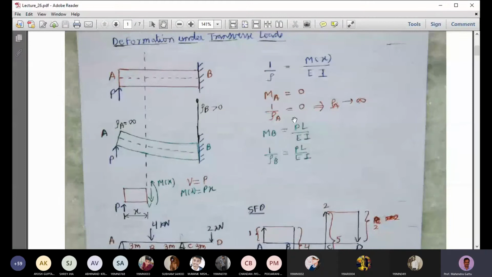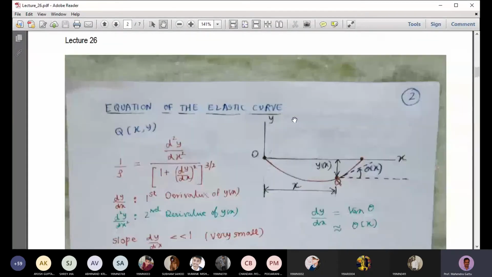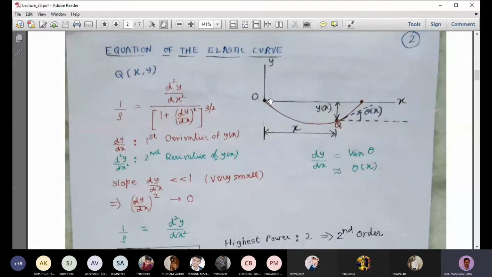So we'll do that here. First thing is, this is the deflected shape. This is the initial undeformed shape. So the deflection measured from the undeformed configuration, we are denoting by y of x. For any point Q located at x comma y, that is the coordinate of Q, and we can take a slope at this point.